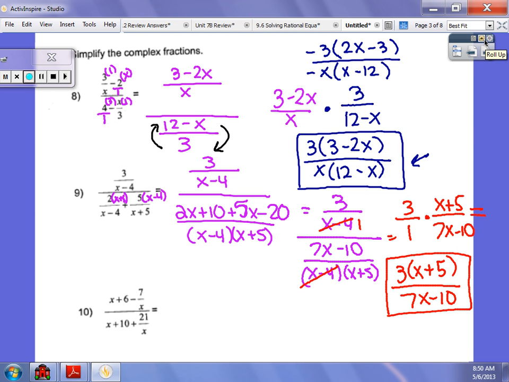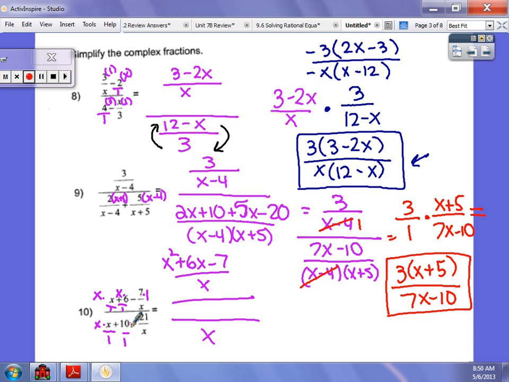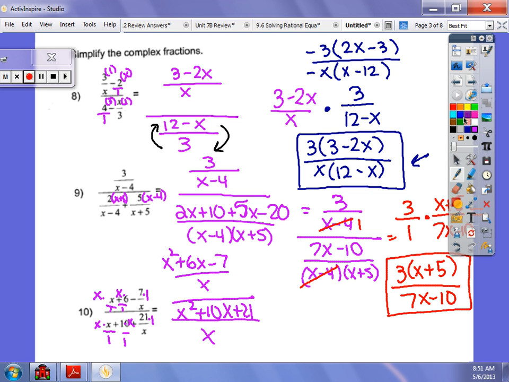Okay, the next one, you have a common denominator of x. So to x you're going to multiply x, to 6 you're going to multiply x, and to 7 you're going to multiply 1. So it creates a trinomial. And same thing on the bottom. To x you're going to multiply by x, to 10 you're going to multiply by x, and then to 21 you're going to multiply by 1, which gives you a trinomial. Now once you get a trinomial, factor it. Before you factor though, you see that we have these x's in common, so you can cancel them out.